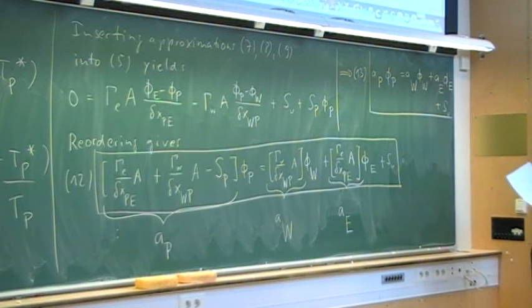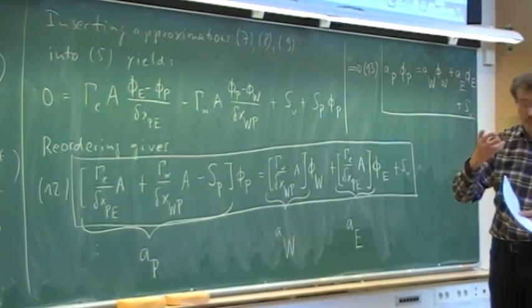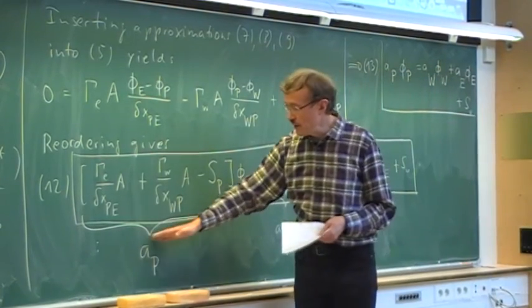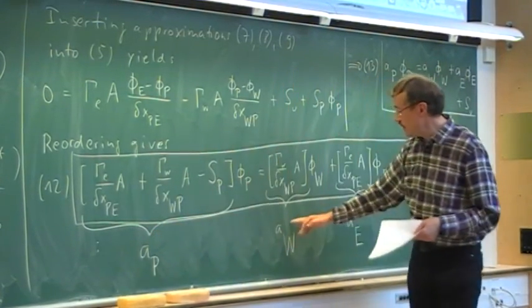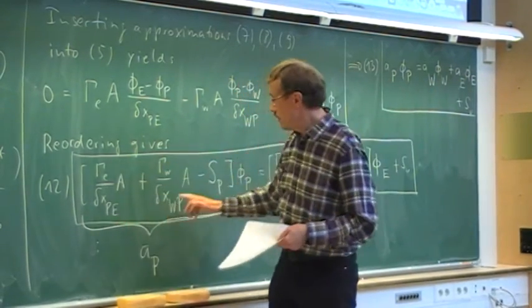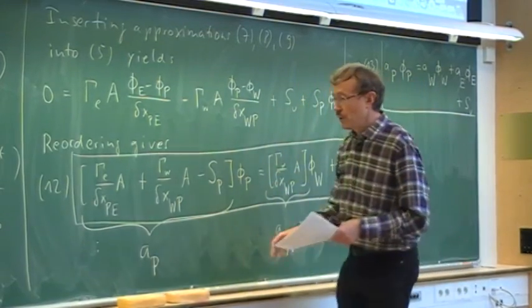And the interesting thing with these coefficients is, and it will repeat when we get also to 2D, that the AP is built up of AW and AE. You see, this is AE, this is AW. So let us note that.